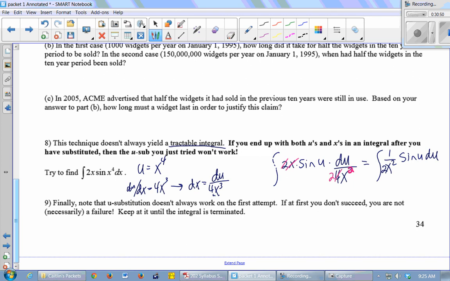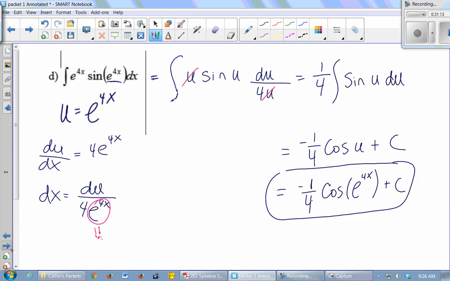So note, u substitution doesn't always work on the first attempt. If at first you don't succeed, you are not necessarily a failure, right? Try 2 or 3 or 4 more times. Keep at it until the integral is completed. At some point, it might be that a u substitution won't work and you got to try a different technique, but not today.